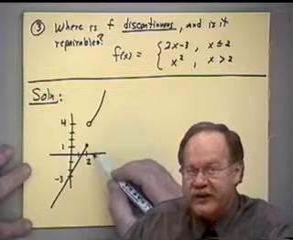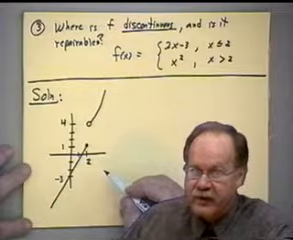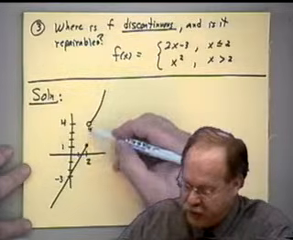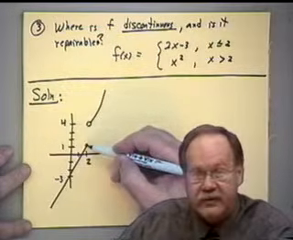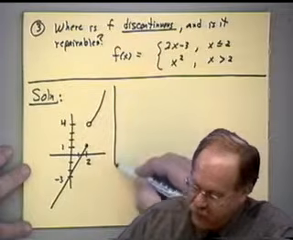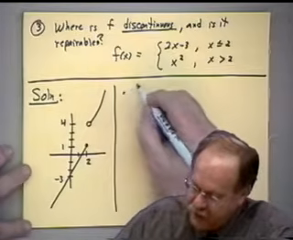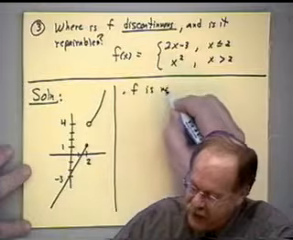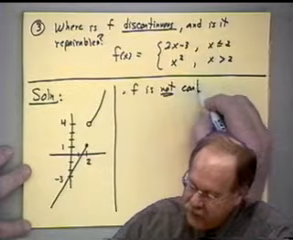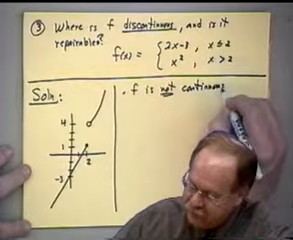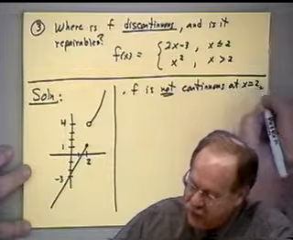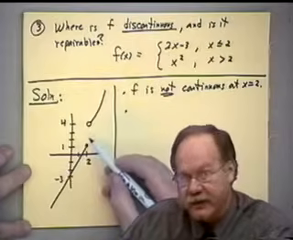Now, when I look at this, I see immediately that the function's discontinuous at 2. It has a jump of 3 units. Now, I want to verify this. So let me write this down. F is not continuous at x equals 2. That would be by looking at the picture.